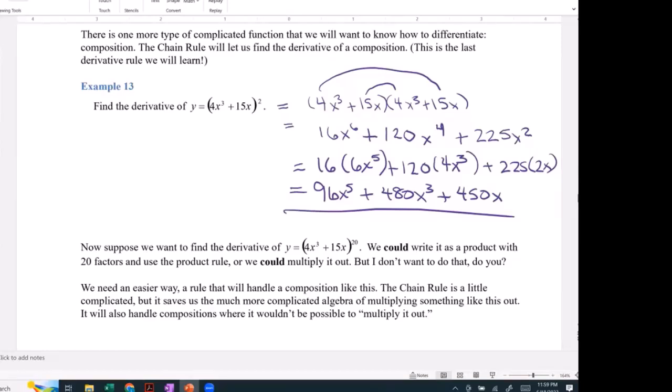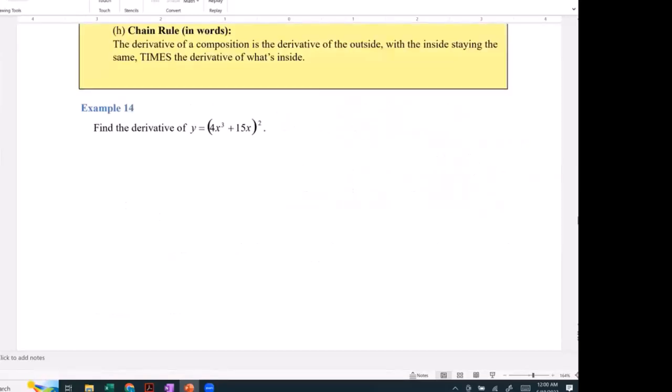Say we want to find the derivative of 4x cubed plus 15x to the 20th power. Well, if I were to multiply that all out, I'd have 4x cubed plus 15x times 4x cubed plus 15x, 20 times. And I don't think any of us want to do that. So we have this easier way. I'm going to show you 2 different ways. I recommend, if you're getting confused, use the way I'm going to show you.